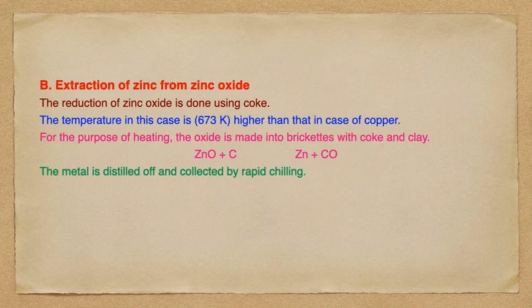Next one is the extraction of zinc from zinc oxide. The reduction of zinc oxide is done using coke. The temperature in this case is 1273 Kelvin, higher than that in the case of copper. This choice of reducing agent is also by the application of the Ellingham diagram. For the purpose of heating, the oxide is made into briquettes with coke and clay. ZnO plus C changes into Zn plus CO. The metal is distilled off and collected by rapid chilling.